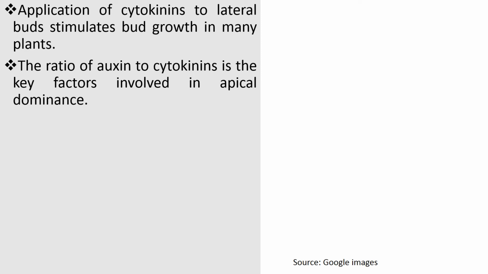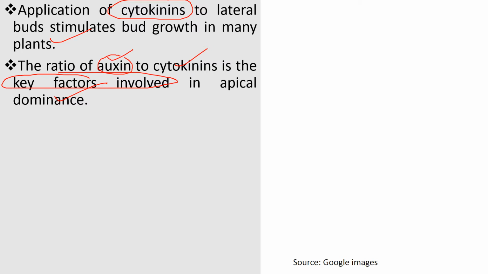So the application of cytokinin to the lateral bud stimulates bud growth in many plants. अगर हम lateral side पे cytokinin को apply करते हैं, so उससे ये जो buds हैं lateral buds they will show growth, and the ratio of auxin to cytokinin is the key factor which is involved in the apical dominance. So ratio auxin का और cytokinin का decide करता है कि जो apical dominance है वो होगी या नहीं होगी.